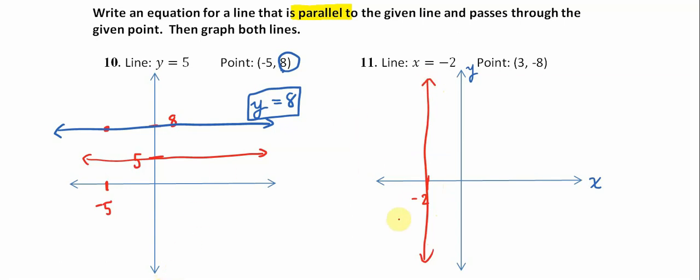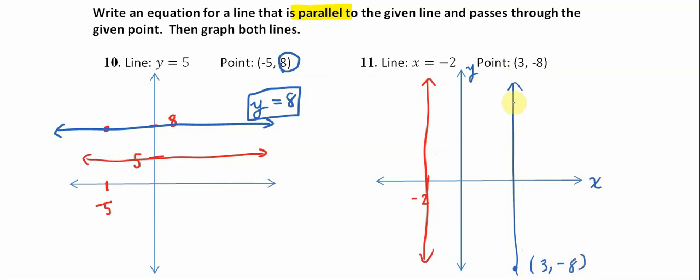And we want a line that's parallel to this red line and goes through the point 3, negative 8. So 3, negative 8 is somewhere down here. Right? 3, negative 8 is somewhere down here. And we want a line that goes through this point and is parallel to this red line. So because the red line is vertical, we also know that our line must be vertical because we're looking for a parallel line. So it must look something like this, right? There's just 3, negative 8.